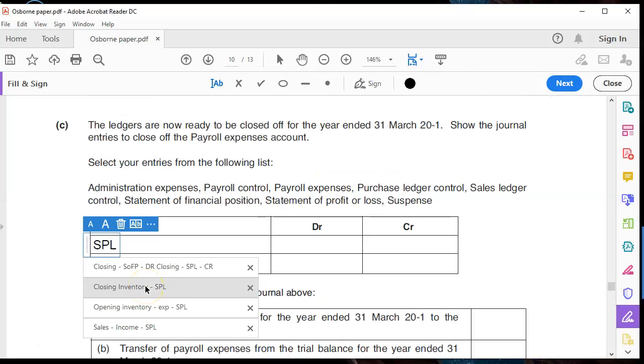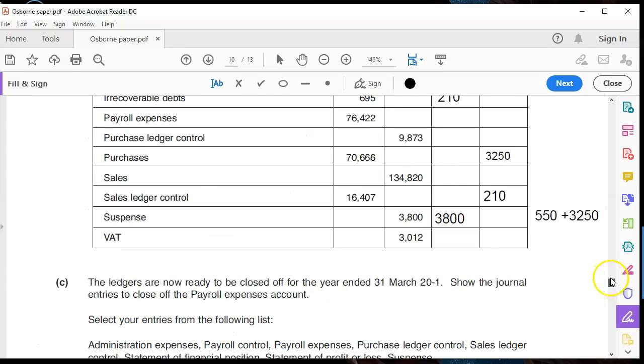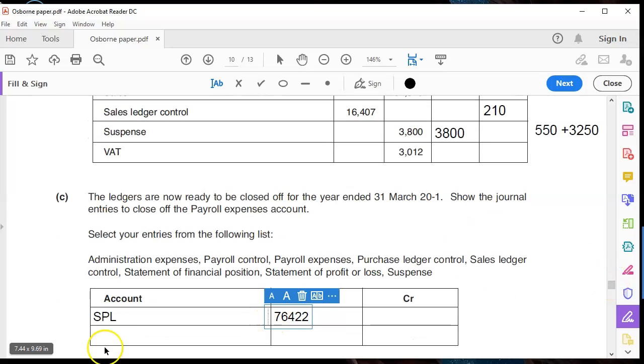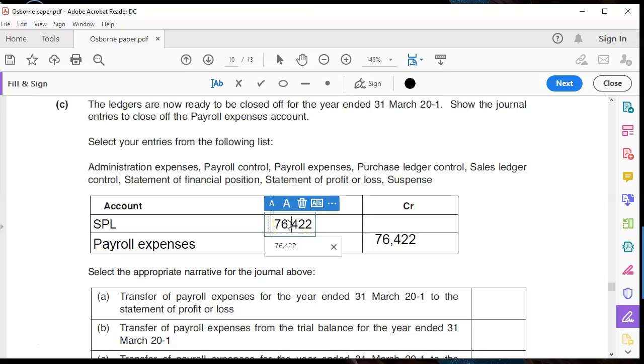So SPL will be debited with 76,422. I think that is the right amount. Let me just check the amount again. Yep. And to debit the payroll expense to SPL, you need to close off the payroll expenses. So payroll expenses is on the debit side, so to close it off, you put it on the credit side, 76,422. So like this, each and every expense account will be closed and transferred to the SPL. And each and every expense, income, asset and liabilities account will also be balanced, carried down, brought down and transferred to the SPL and the SOFP.